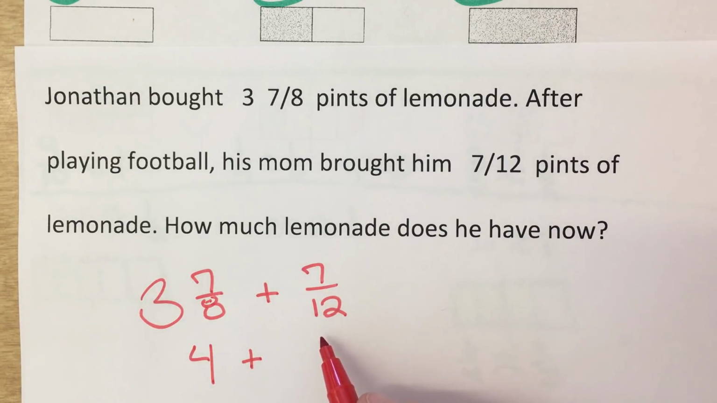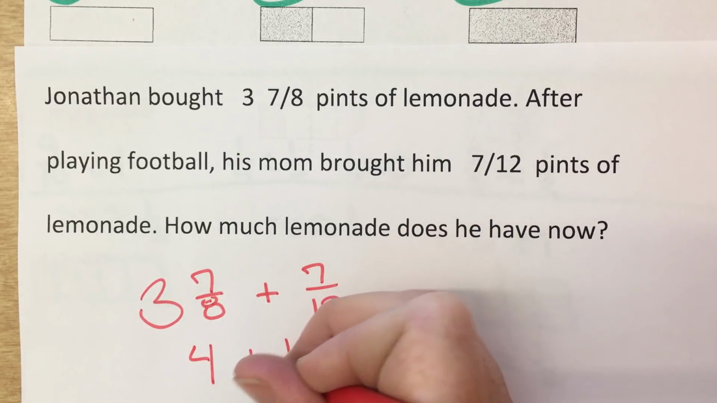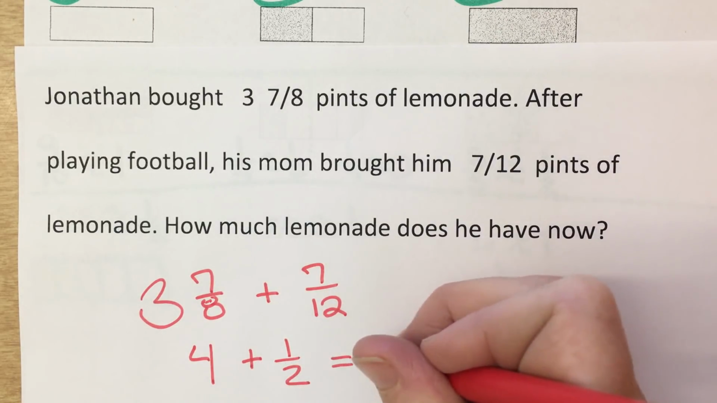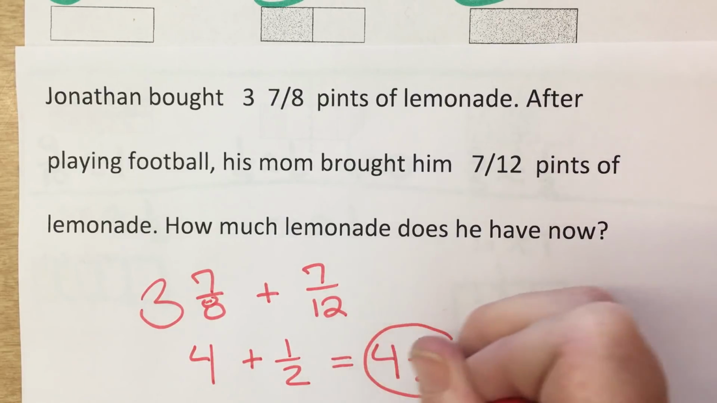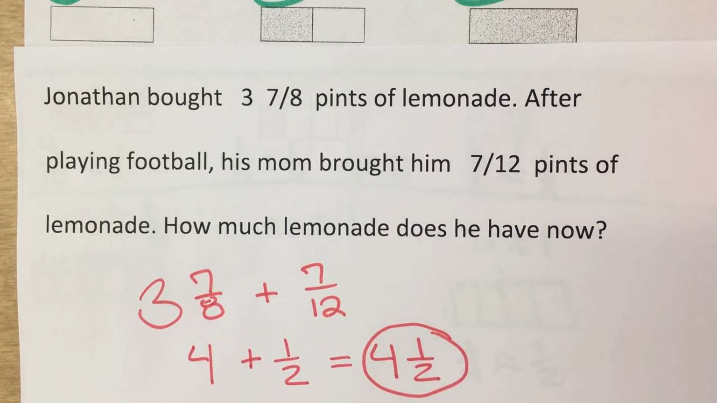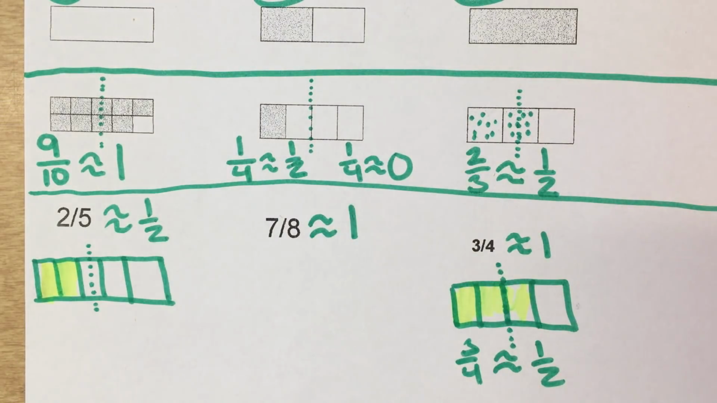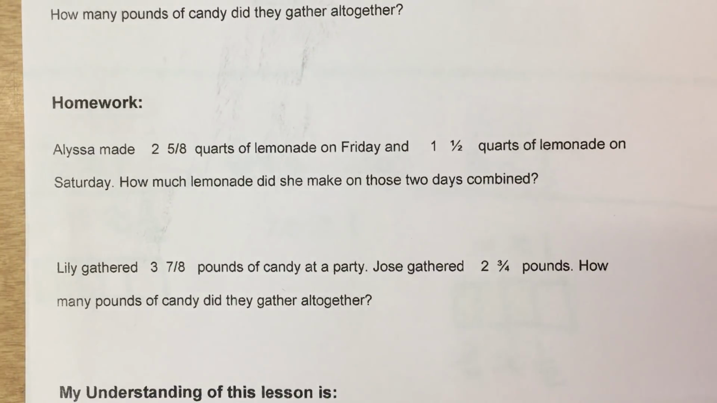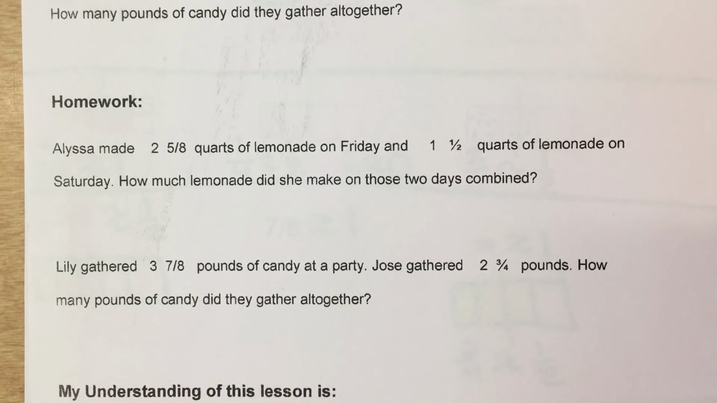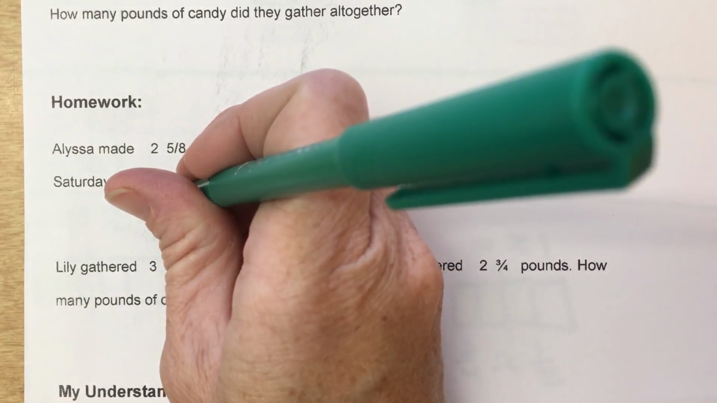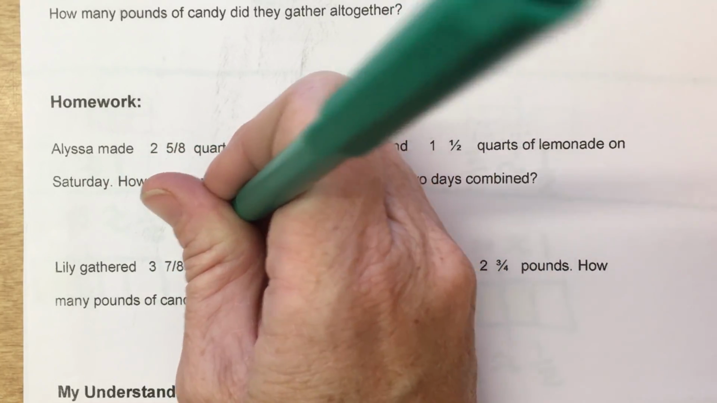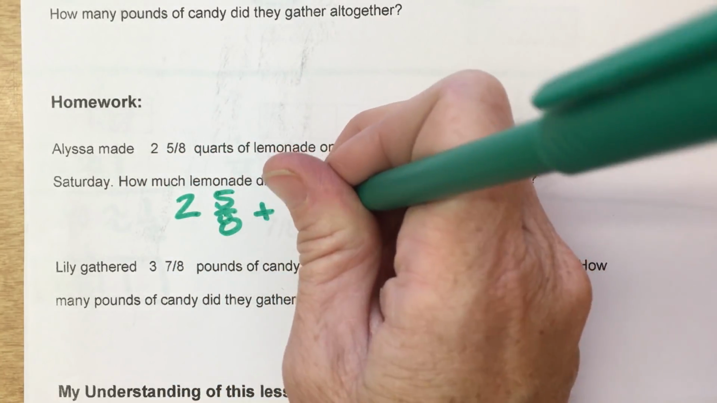And then 7/12, well, half of 12 is 6, so I have almost half of the pieces. So I'm going to say that's about a half, which means my about answer or my estimate answer is going to be 4 1/2. Okay, let's try some of these. Okay, my first one is, Alyssa made 2 5/8 quarts of lemonade on Friday and 1 1/2 quarts of lemonade on Saturday. How much did she make on those 2 days combined? Well, let's see. 2 5/8 plus 1 1/2.